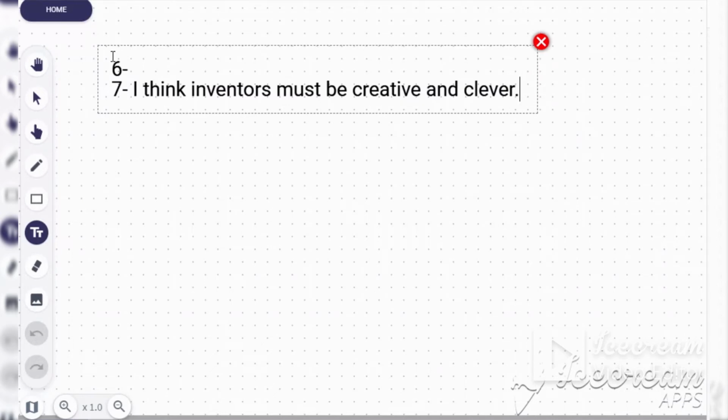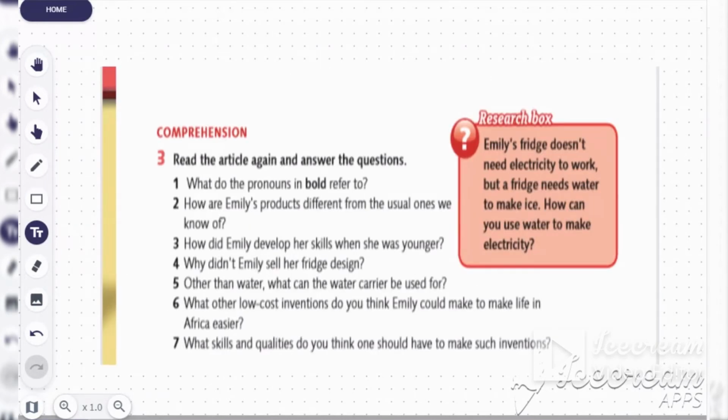Okay, this is question number 7. Now we will answer the box in the red or this color. Research box. Research box, yes, very good. صندوق البحث.